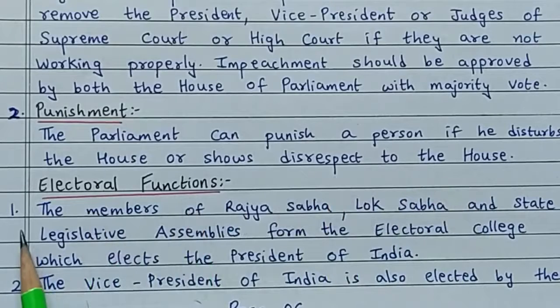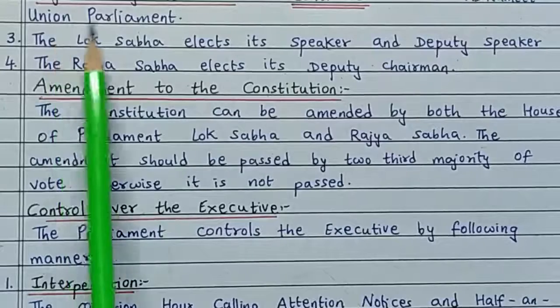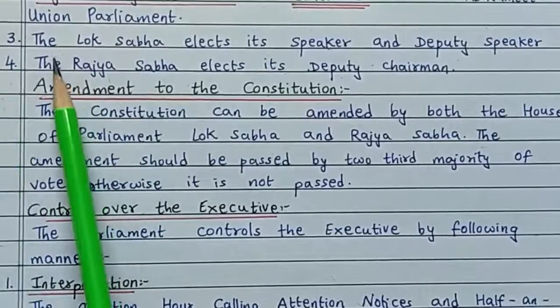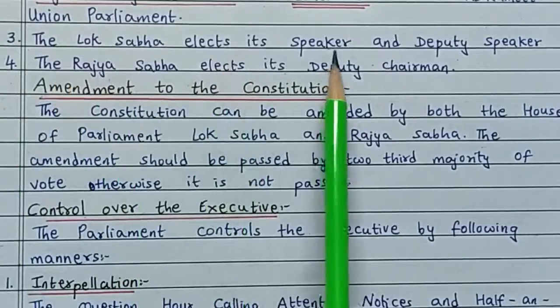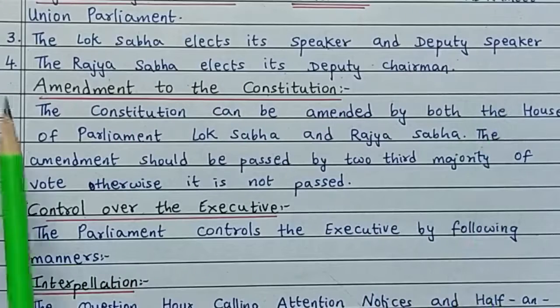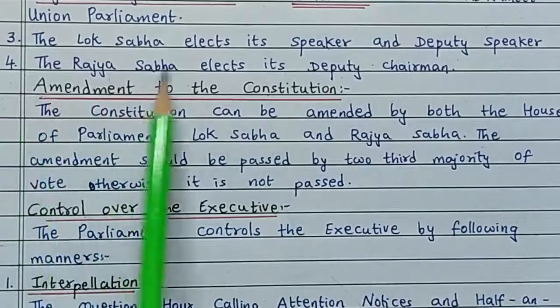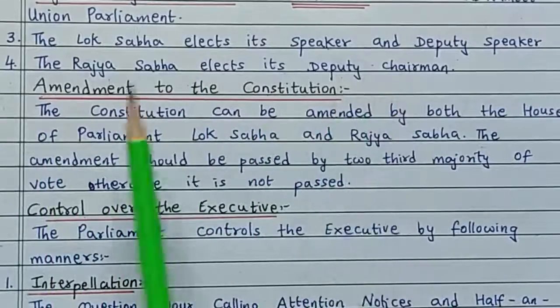Electoral functions. Number 1. The members of Rajya Sabha, Lok Sabha and state legislative assemblies form the Electoral College, which elects the President of India. Second, the Vice President of India is also elected by the Union Parliament. Number 3. The Lok Sabha elects its Speaker and Deputy Speaker. Number 4. The Rajya Sabha elects its Deputy Chairman.